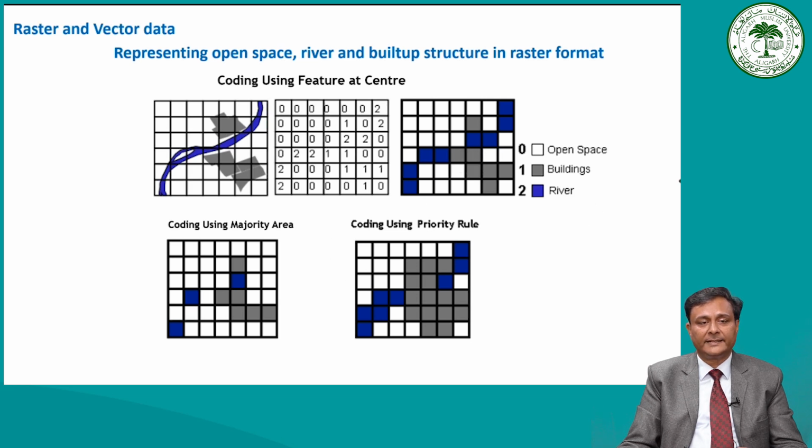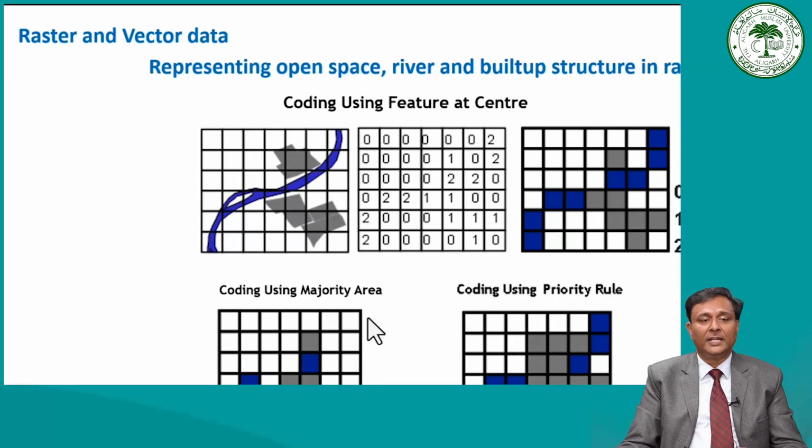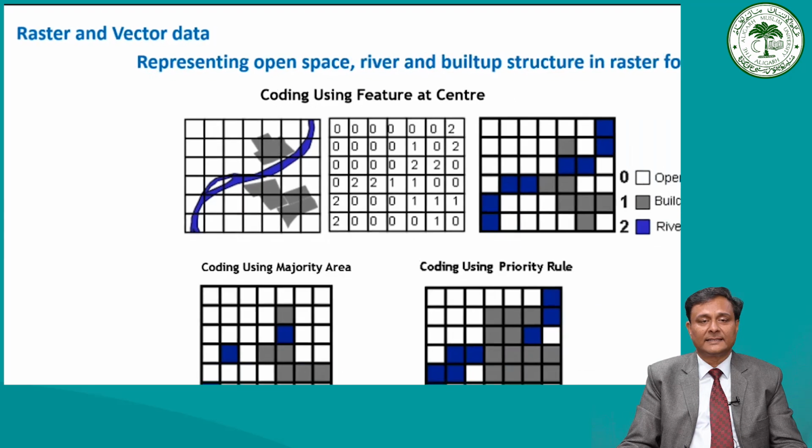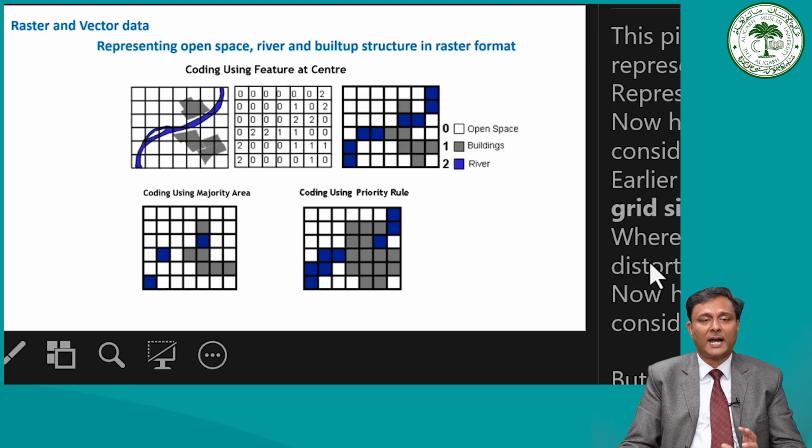But if the coding is done in this way, where we are using the majority area, then you would find that these linear features will disappear in some of the pixels. And if we take the coding as priority, then again the linear feature would disappear. So again I would say that the same exercise gives you a good idea as to how the resolution or the size of the grid cell plays an important role in raster data format.